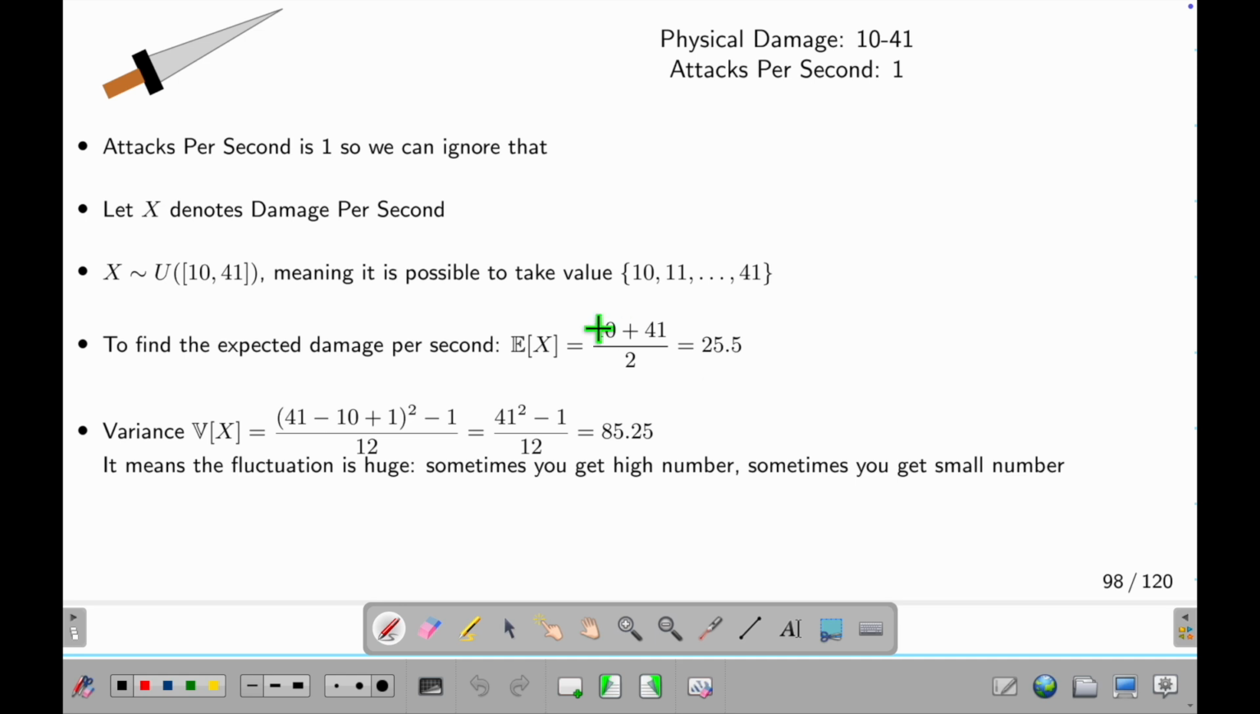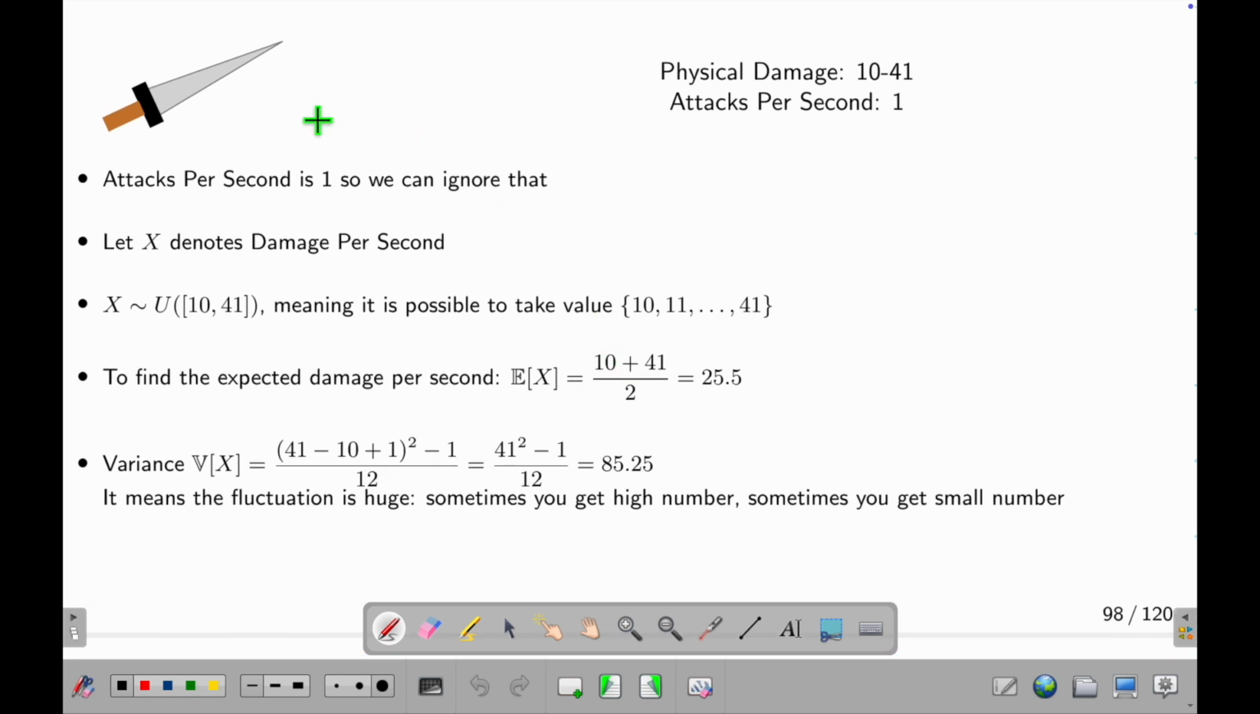That means, let's say you take this weapon as your weapon and then you go to play the game. On average, every time you hit, you deal 25.5 damage.